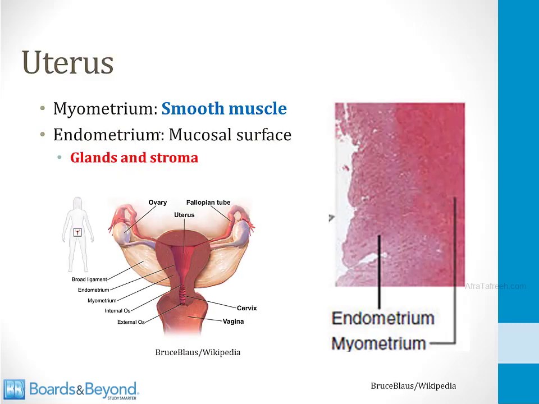The uterus has an outer layer called the serosa, and then the middle layer of the uterus is called the myometrium, and this layer consists of smooth muscle. And then the innermost layer of the uterus, the layer that lines the uterine cavity, is called the endometrium. This is the mucosal surface of the uterus. It consists of glands which can secrete mucus and also stroma, which is connective tissue of the endometrial layer.